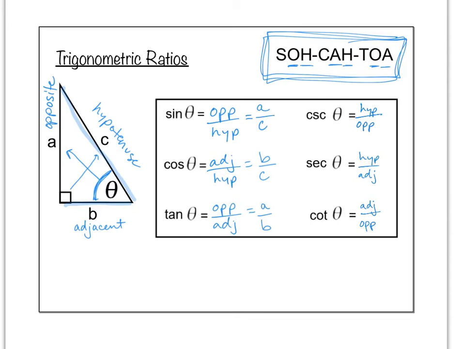So again, if we find our ratios, the cosecant of theta would be hypotenuse over opposite, which would be C over A. Secant would be hypotenuse over adjacent, which is C over B. And then cotangent would be adjacent over opposite, which is B over A.